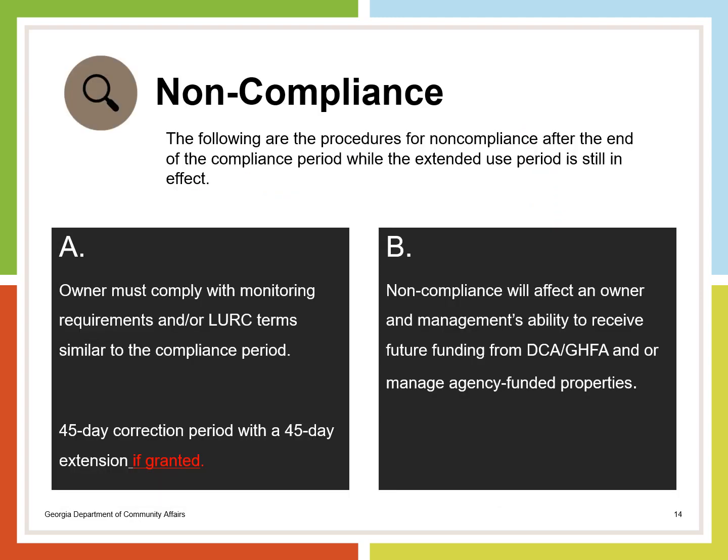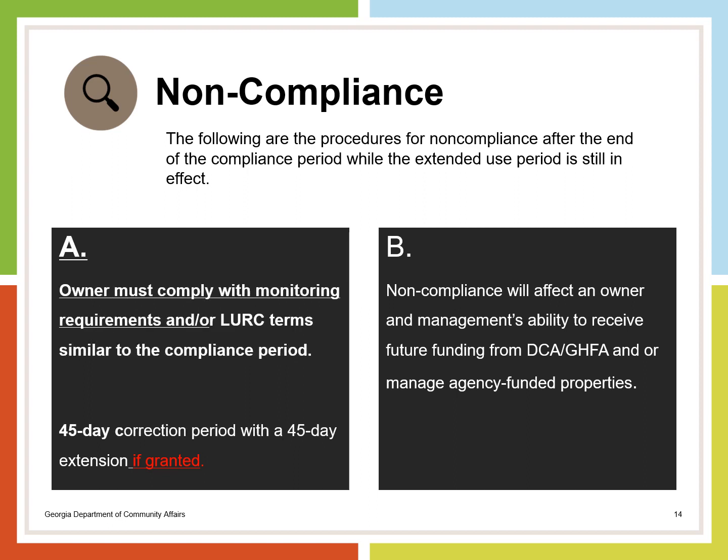So we just reviewed DCA's extended use period compliance activities and requirements. The following then are the procedures for non-compliance after the end of the compliance period while the extended use period is still in effect. In other words, this is how DCA will respond when compliance requirements are not met. An owner must comply with monitoring requirements and/or alert terms similar to the compliance period. The general time allowed by DCA GHFA for most issues is 45 days. An extension of up to 45 days may be granted with good cause.